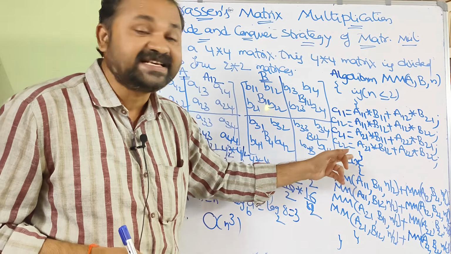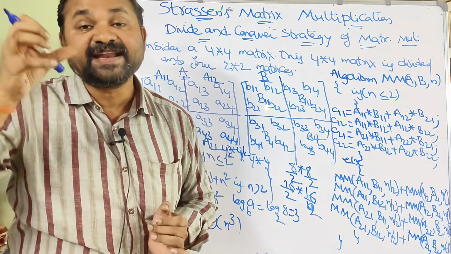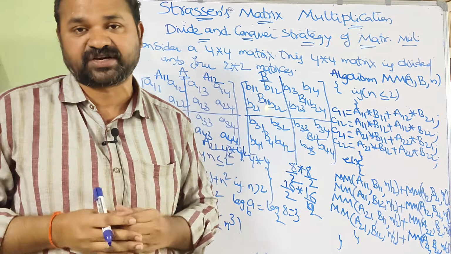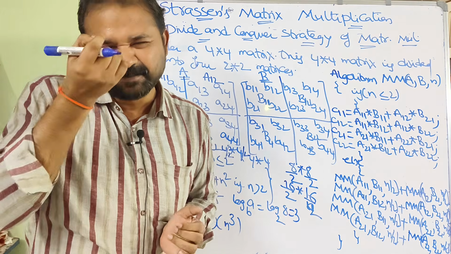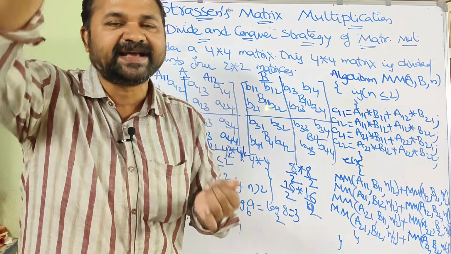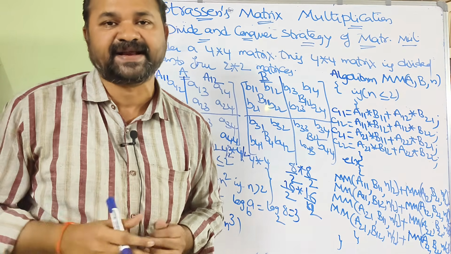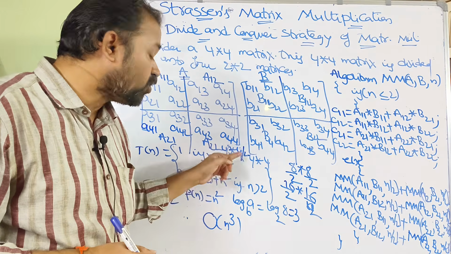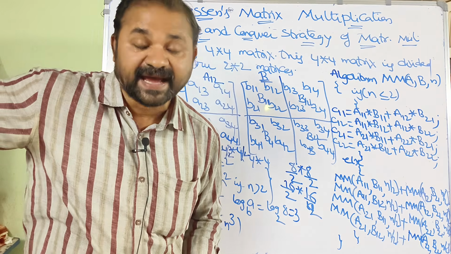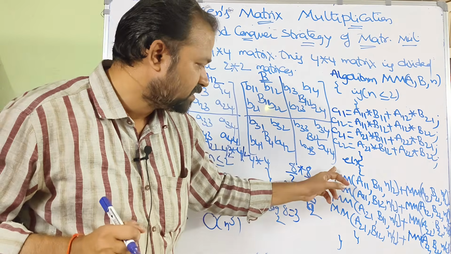Else, when this else block will be executed, if n is greater than 2, then we can say that the problem size is larger. Then what we have to do? Simply we have to follow one step. We have to divide the given matrix into 4 n by 2 by n by 2 matrices. Suppose if the order is 4 by 4, then it is divided into 4 n by 2 by n by 2 matrices. That means 4 2 by 2 matrices.